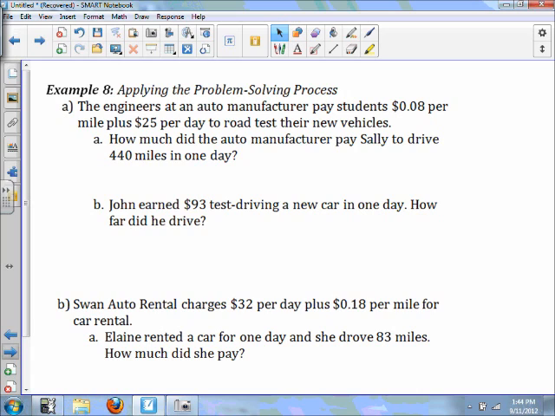Now, in example 8. The engineers in an auto manufacturer pay students 8 cents per mile plus $25 per day to road test their new vehicles. How much did the auto manufacturer pay Sally to drive 440 miles in 1 day? So here, to understand the problem, we want to know how much Sally's going to get paid. Well, we're going to let x equal the number of miles.